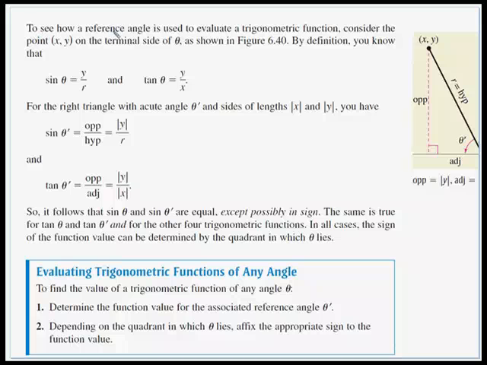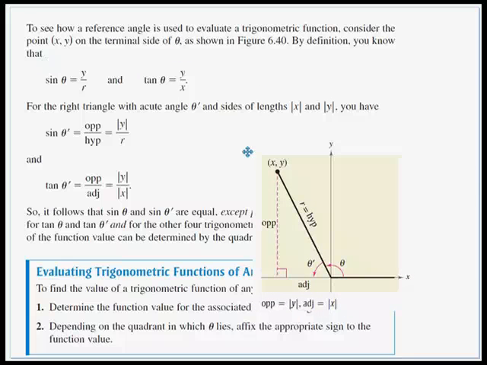So it says here, to see how these reference angles can be used to evaluate a trig function, consider the point x comma y on the terminal side of theta as shown in the figure. So here's our point x y in the second quadrant. By definition, you know that sine is y over r, the y coordinate over that hypotenuse r. And tangent is y divided by x, just the y coordinate divided by the x coordinate. For the right triangle with the acute angle theta prime, this reference angle, the side lengths are absolute value of x and absolute value of y.